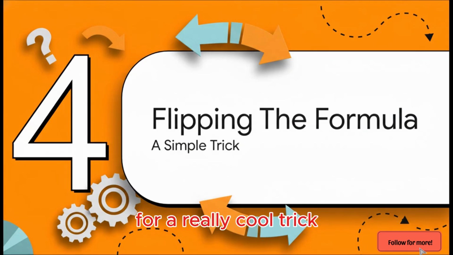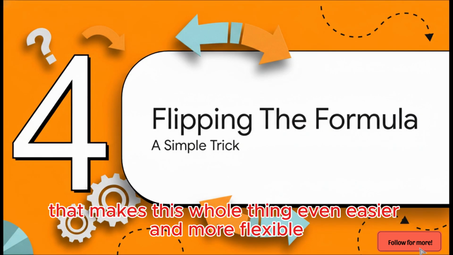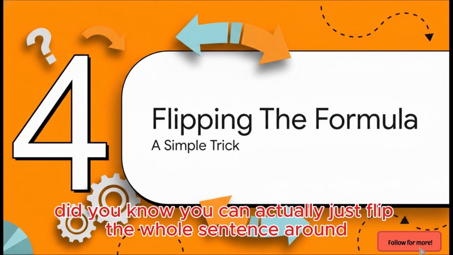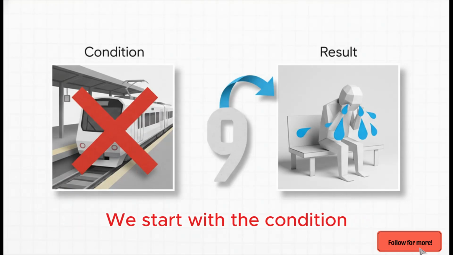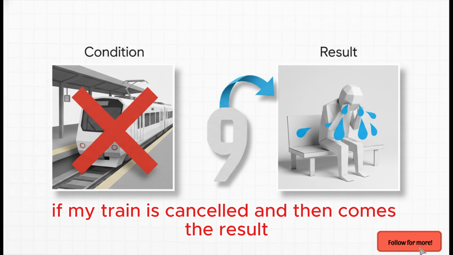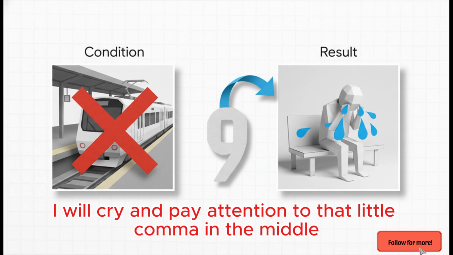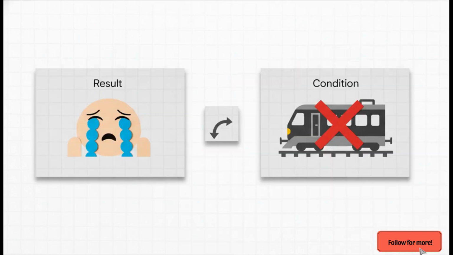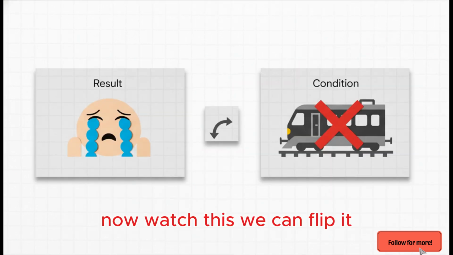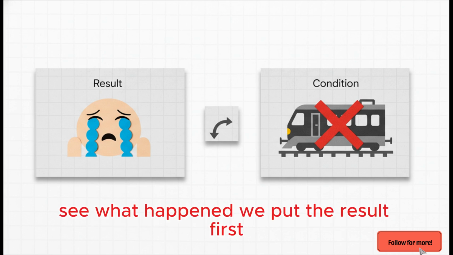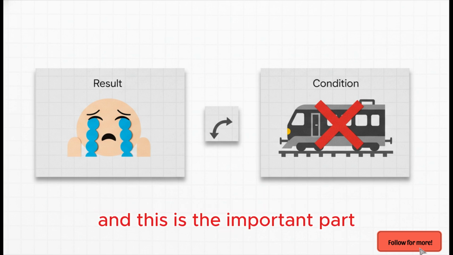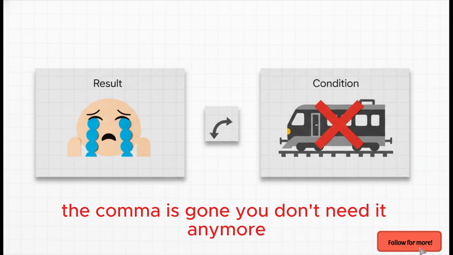Okay, now for a really cool trick that makes this whole thing even easier and more flexible. Did you know you can actually just flip the whole sentence around? So here's our original sentence again. We start with the condition. If my train is canceled, and then comes the result. I will cry, and pay attention to that little comma in the middle. Now, watch this. We can flip it. I will cry if my train is canceled. See what happened? We put the result first, and, this is the important part, the comma is gone. You don't need it anymore.